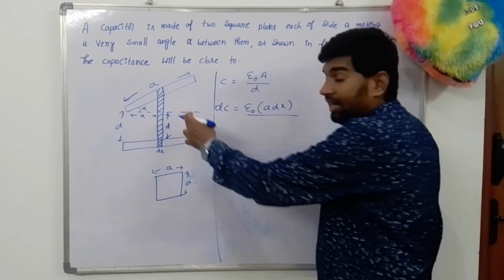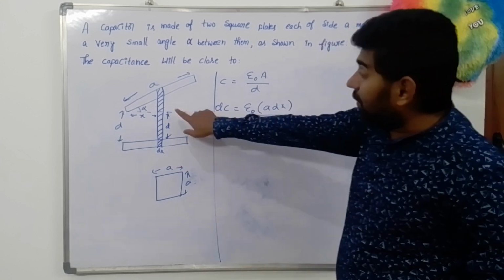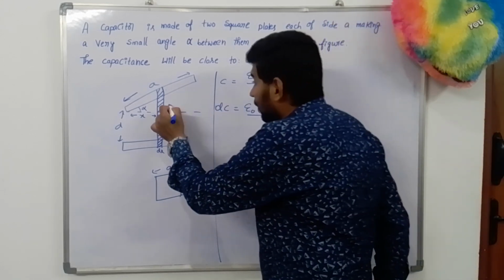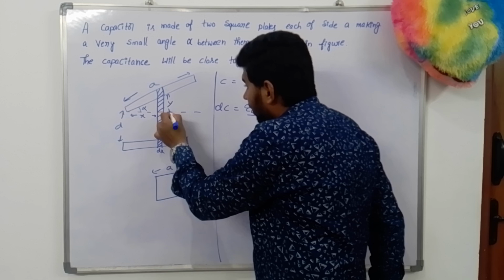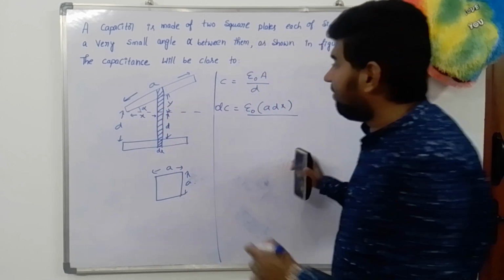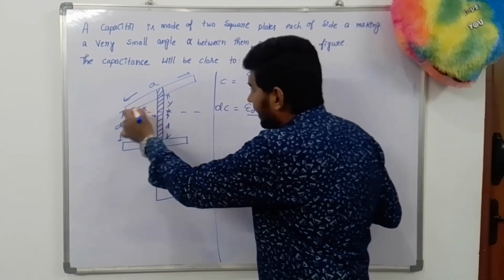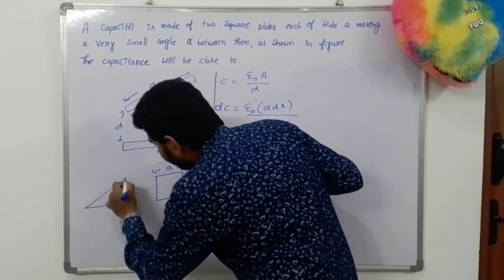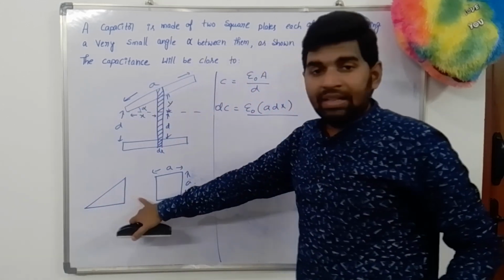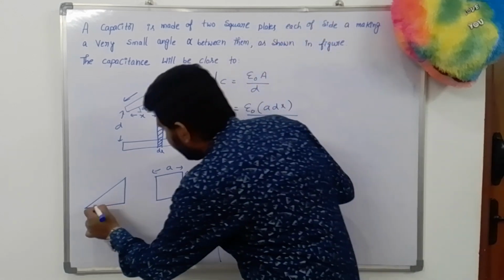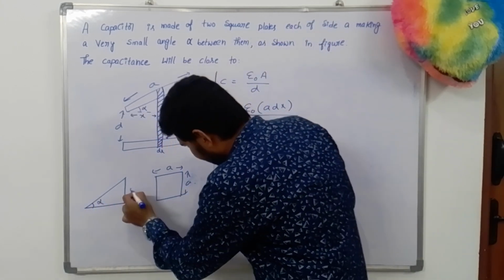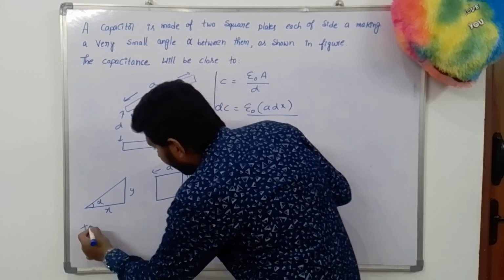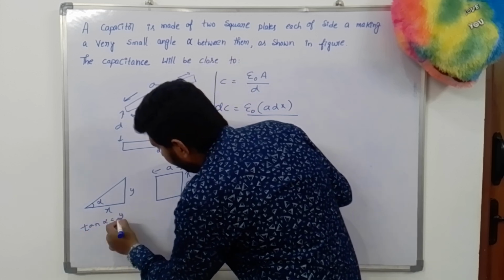From here to here the distance is D, but from here to here we have to find out the remaining distance. Let us assume from here to here is y. Now how to find out the y value? If you observe, it is in the form of a right angle triangle. I can draw it here. This is the right angle triangle. Here this is alpha, this is y and this is x. From this, how to write? Tan alpha is equal to y by x.